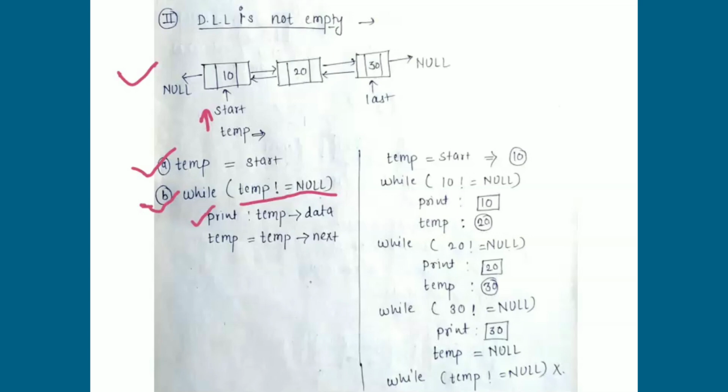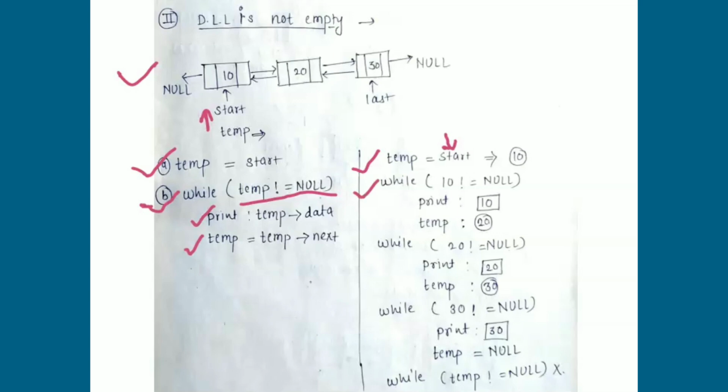In that case, we are going to print the temp data as well as update the temp with the temp next value. At the start, temp is pointing to the start of your linked list. Just for understanding purposes, I am using the values 10, 20 and 30, just to show that temp is pointing to a node having the data 10, 20 and 30. But actually temp is holding the addresses. So now temp is currently pointing to the start of my linked list.